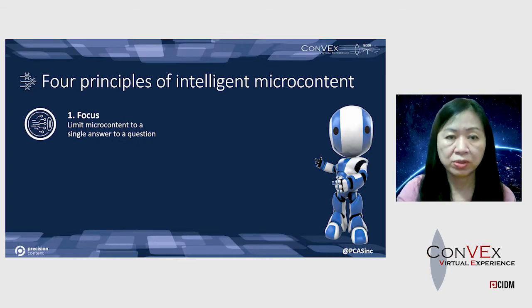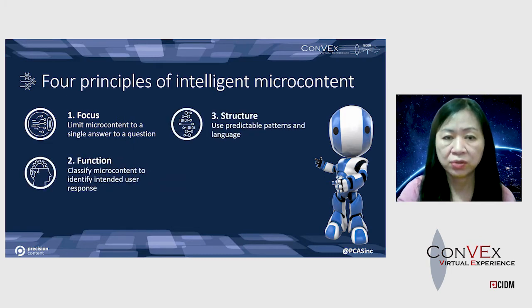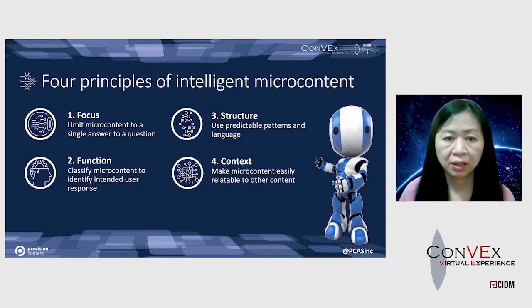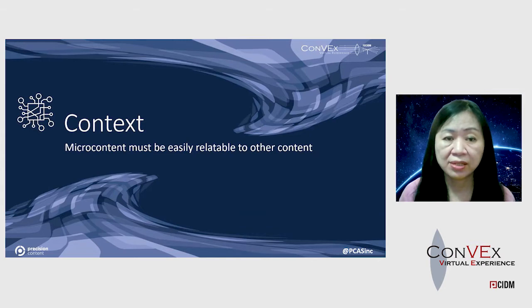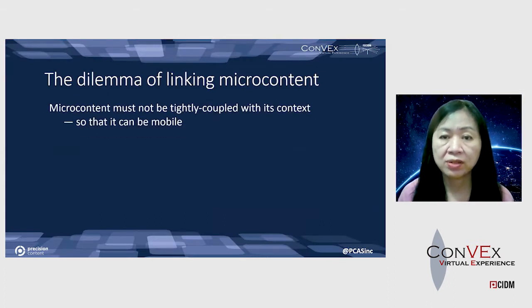These are the 4 principles of intelligent microcontent: focus, function, structure, and context. In today's talk, we are going to zoom in on context. Microcontent must be related to other content for it to work. There's a dilemma of linking microcontent. On the one hand, we don't want microcontent to be tied down and tightly coupled with one specific context. Microcontent needs to be mobile so that it can go to wherever it needs to be. Yet, microcontent needs to be linked to its context for it to be meaningful and useful for end users.